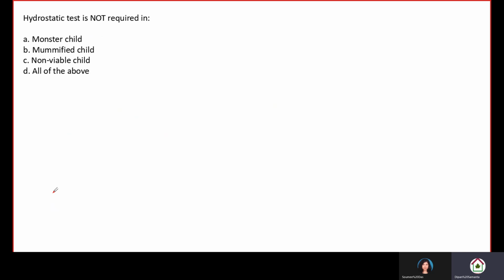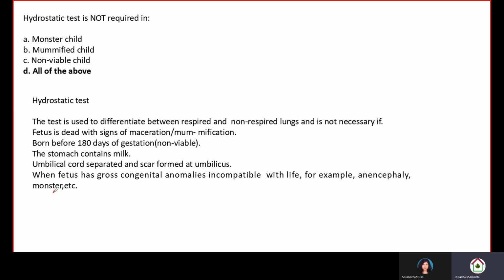Okay, next, hydrostatic test is not required in monster child, mummified child, non-viable child, all of the above. So in neither of these is the hydrostatic test done. It is because the hydrostatic test is used to differentiate between respired and non-respired lungs, and it is not done if the fetus is dead with signs of maceration or mummification.